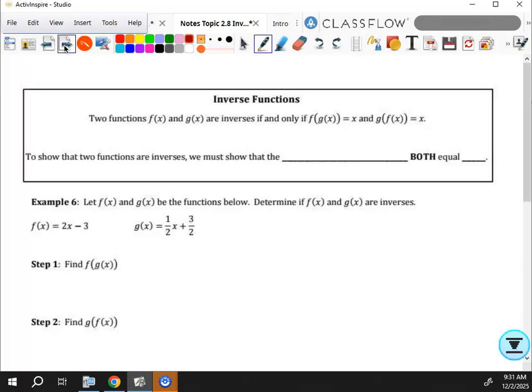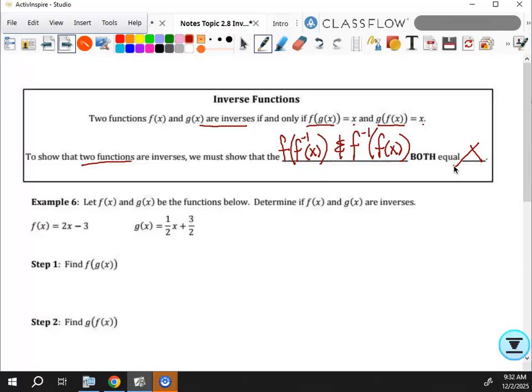Okay. So here's the definition of that. Two functions f and g are inverses if and only if f of g of x equals x and g of f of x equals x. And one of the things we looked at yesterday is f of g of x and g of f of x aren't always the same thing, right? But if they are the same thing and that thing is x, then they are inverses of each other. To write that in inverse notation, when we're talking about functions, we must show that if we substitute the inverse into f, and substitute f into the inverse, both equal x.